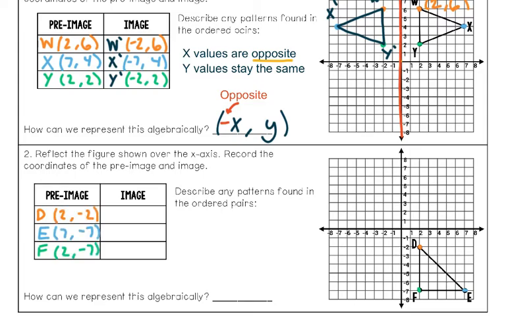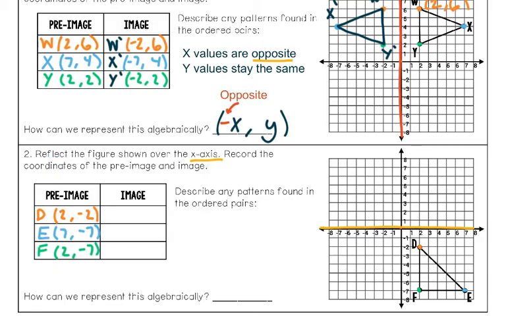All right, now that we have the points plotted for the pre-image, we need to go ahead and identify our line of reflection. The question says we need to reflect over the x-axis, so is that the red line or the yellow line? The x-axis is the yellow line. And remember, a reflection is a flip.